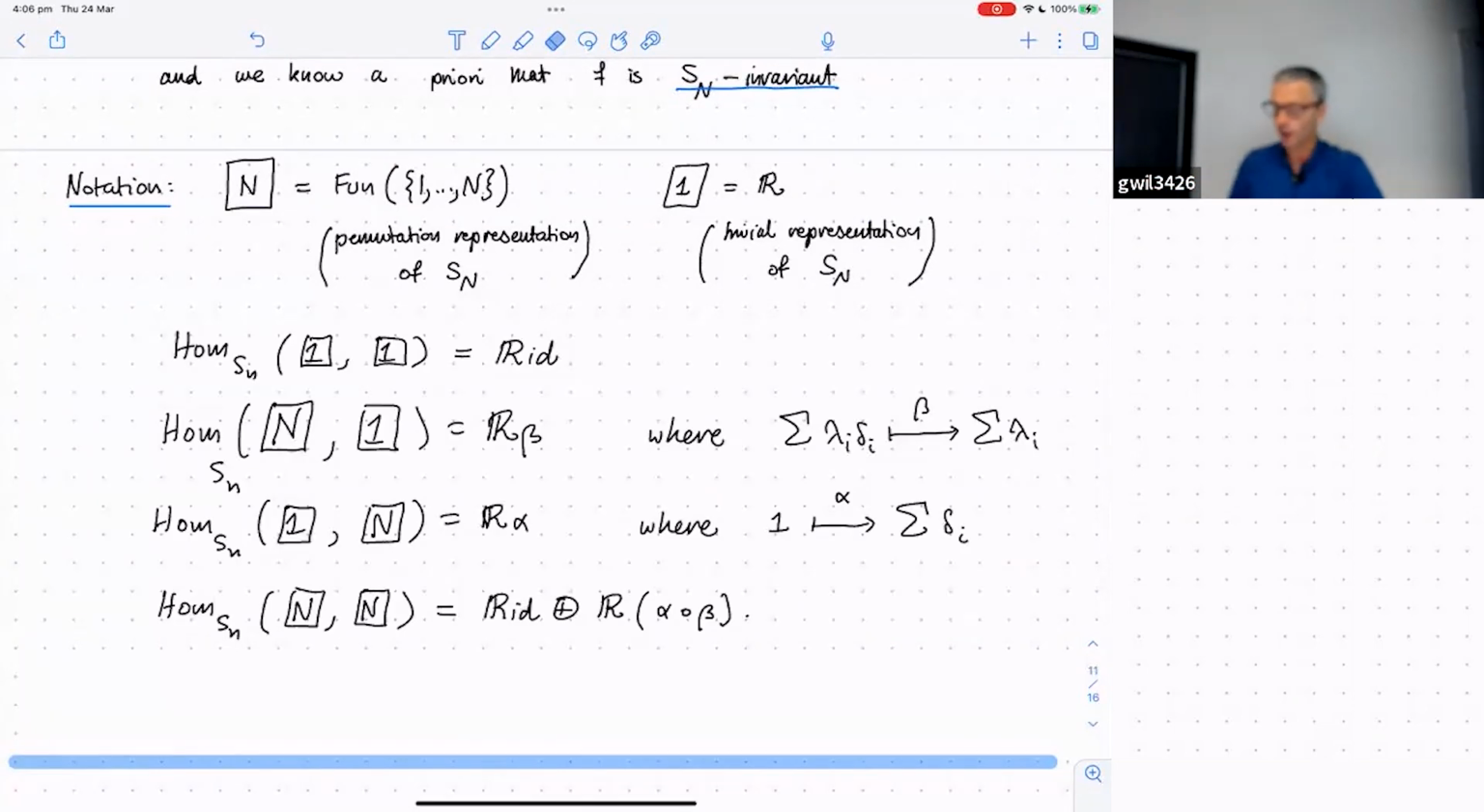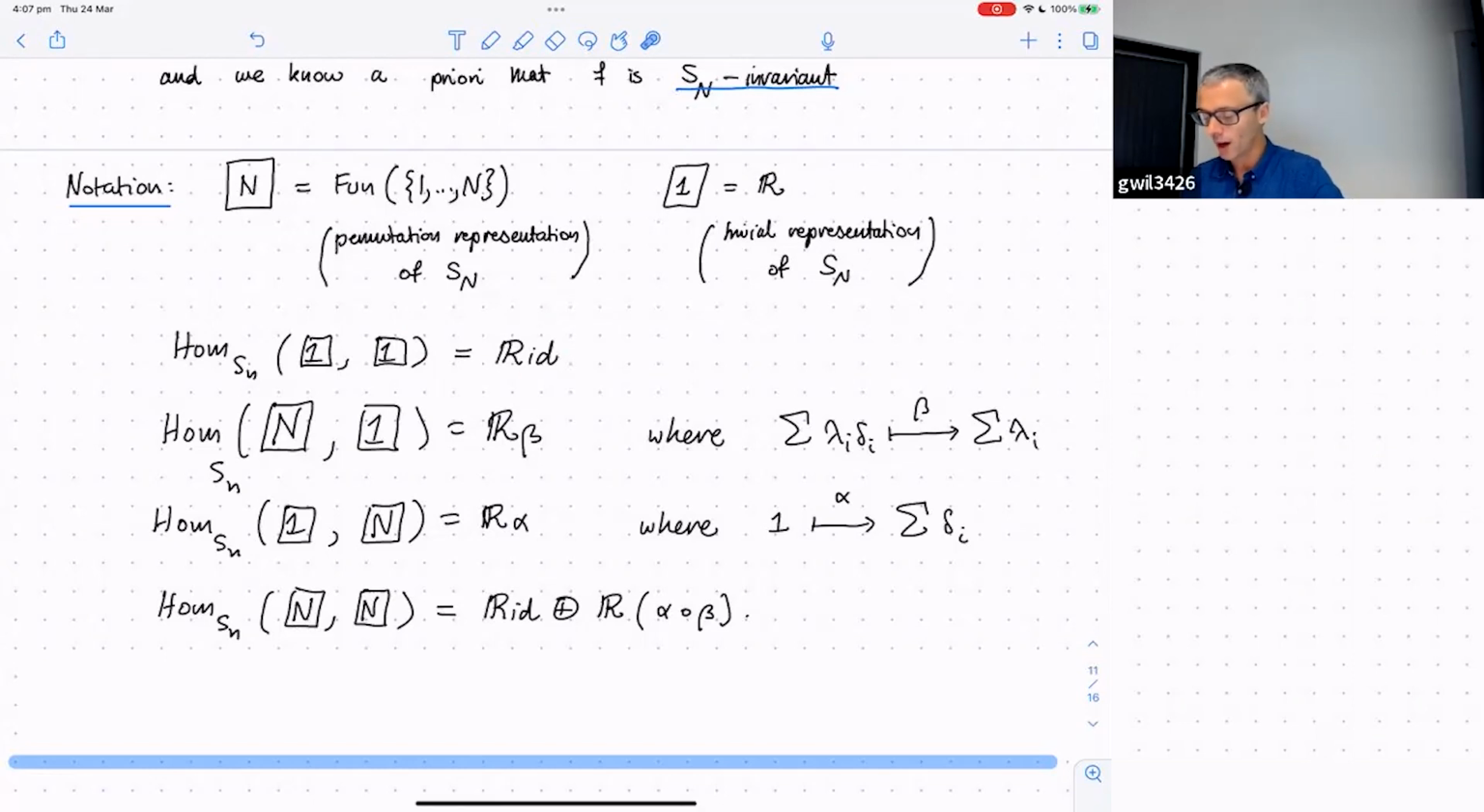So here's a whole lot of homomorphism formulas. Before I was saying, what are the arrows in my neural net? Here I'm working them out explicitly, what parameters there are. HOM from the trivial representation to the trivial representation is the same thing as HOM from R to R. This is R times the identity.